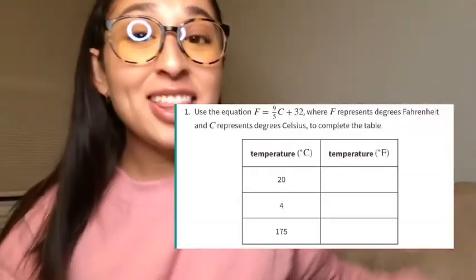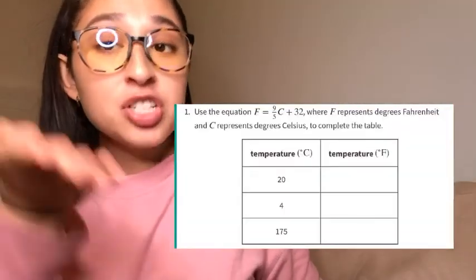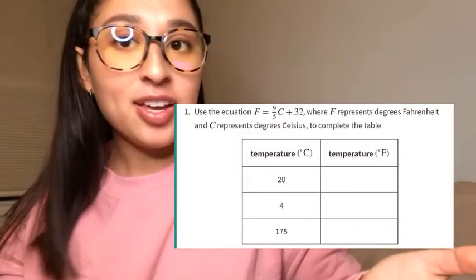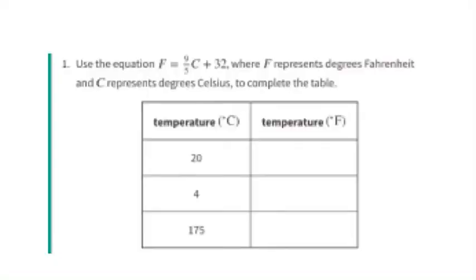We are going to use this equation to change temperatures from Celsius to Fahrenheit. So the equation: F, Fahrenheit, is equal to 9/5 times C, or the temperature in Celsius, plus 32. Now, in order to solve for Fahrenheit, wherever I see C, I'm going to plug in my first value, which is 20. Go ahead and try that on your own now by pausing the video.